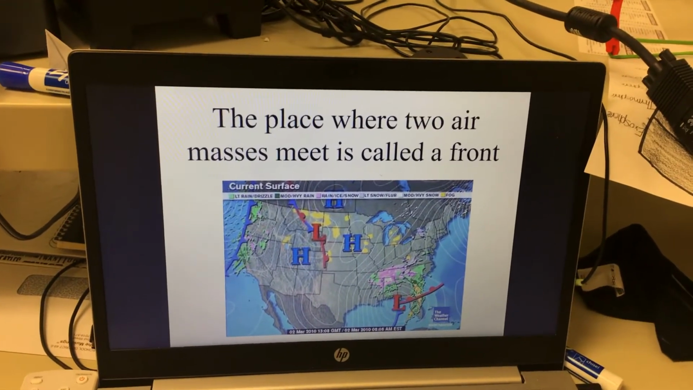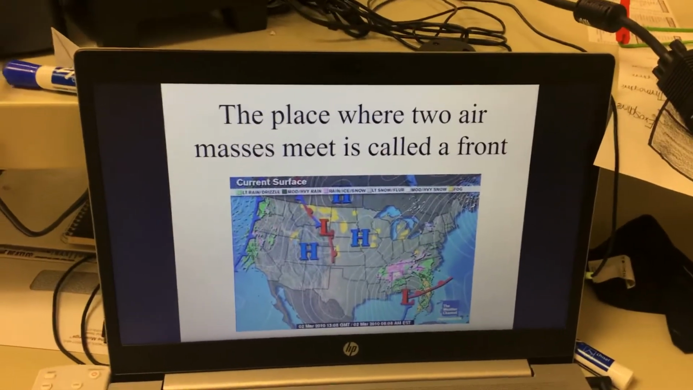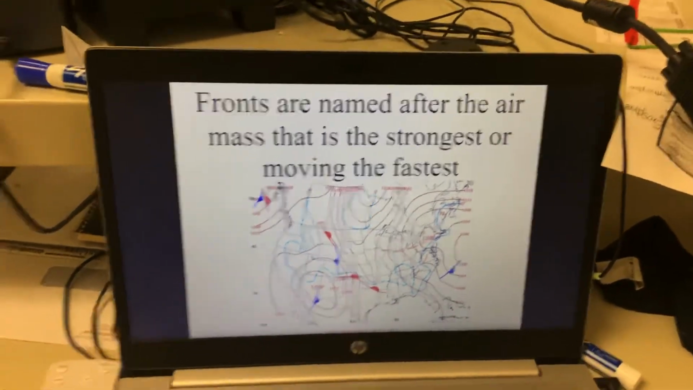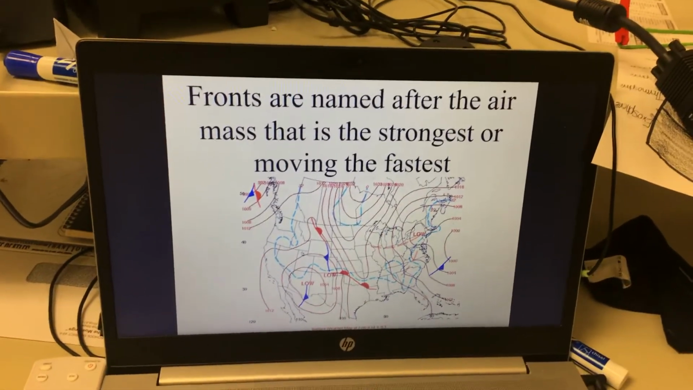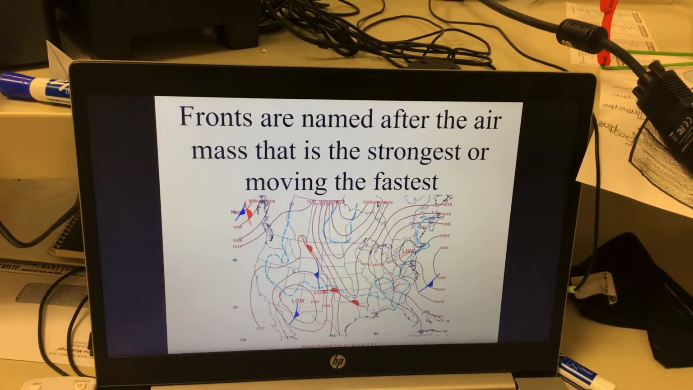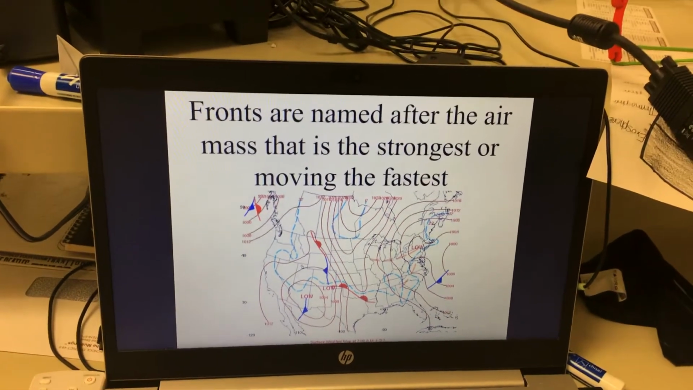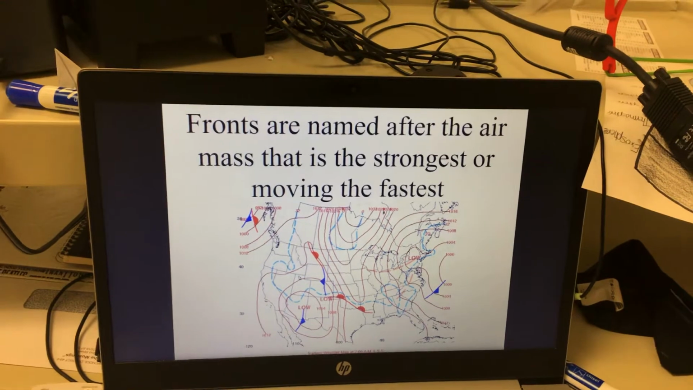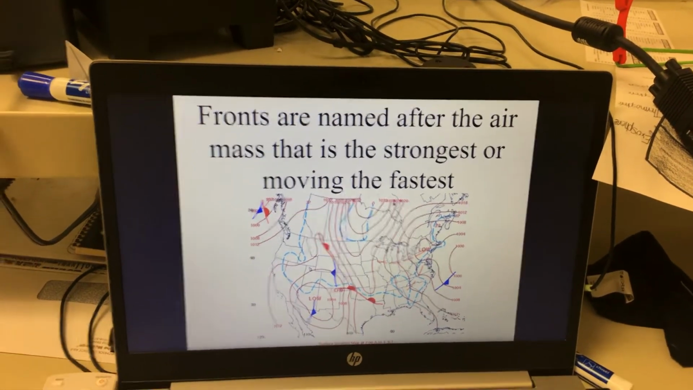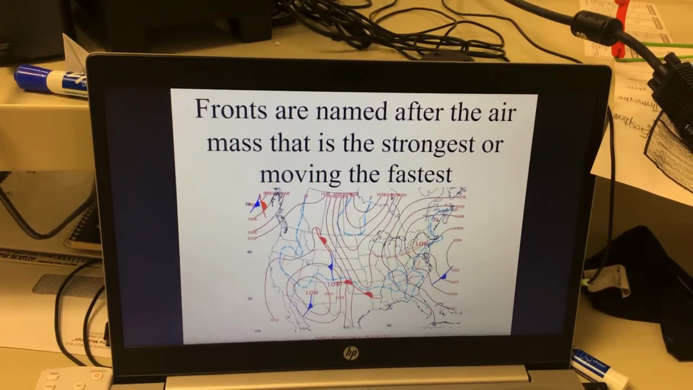Now, you've probably heard of warm front, cold front, things like that. And you might wonder why they call them that. Well, write this down. If I'm going too fast, you can always pause. Fronts are named after the air mass that is the strongest or moving the fastest. So, when two air masses collide, let's say one's warm and one's cold, whichever one is bigger and faster and does more of the pushing is what we're going to call it.